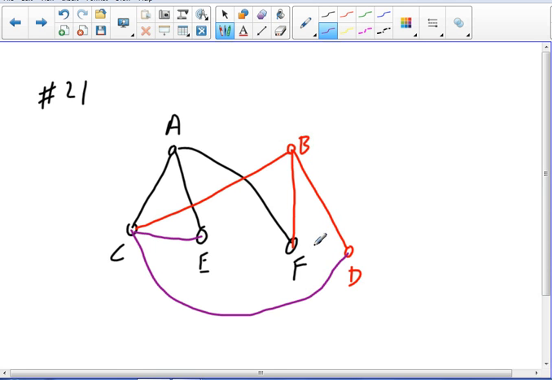D plays against every team except A. And E plays against every team except B. We'll go with this one. Where was I? E, every team except B.